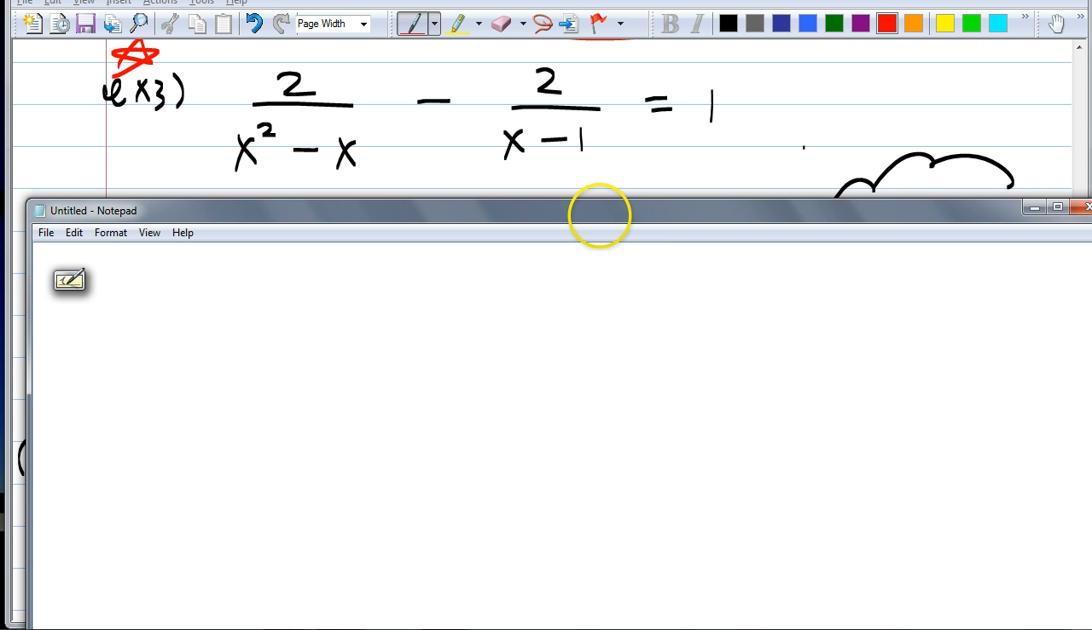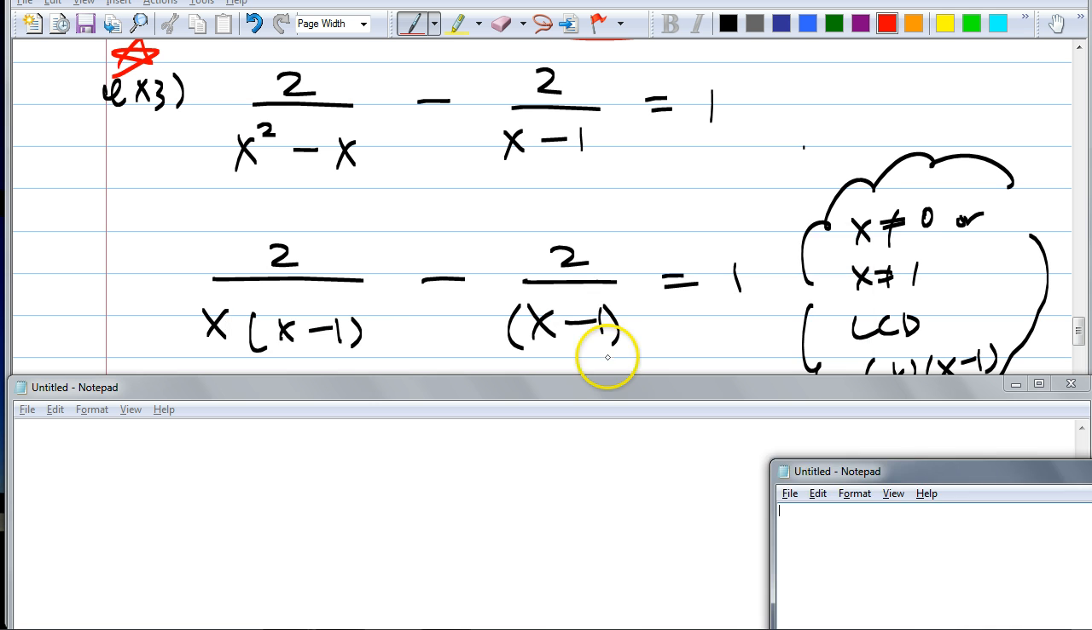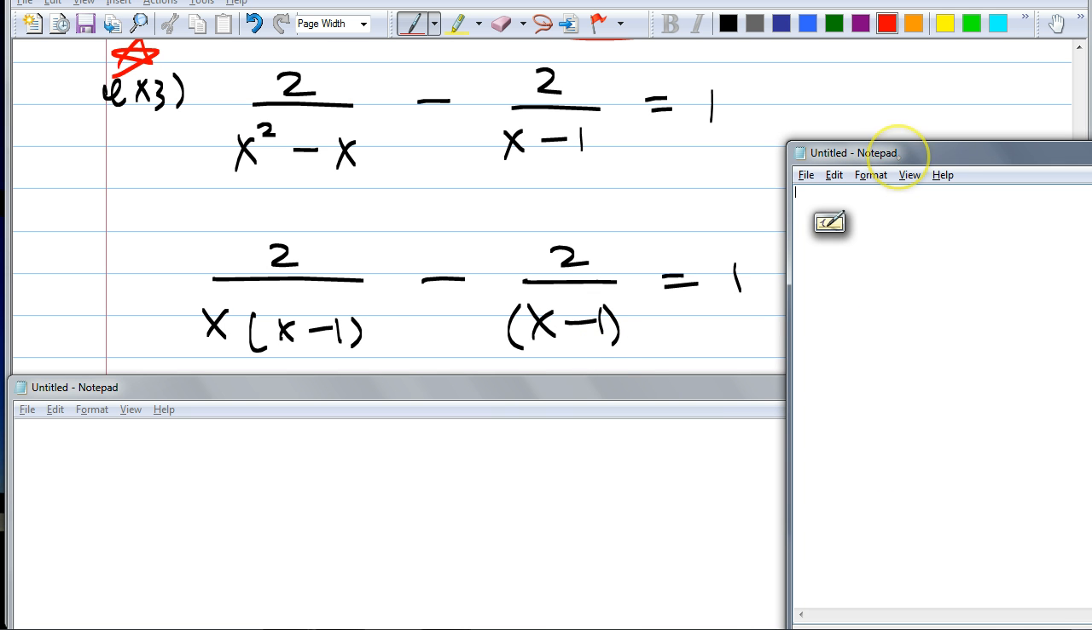Okay, let's see how far you are. At least, were you able to get the LCD this way, by factoring all the denominators? So you got x times x minus 1, and when you factor the x, you get x minus 1. What is your LCD? Ala, what's our LCD here? x times x minus 1.